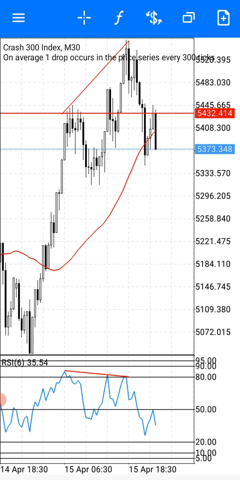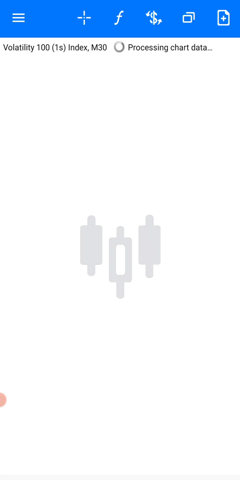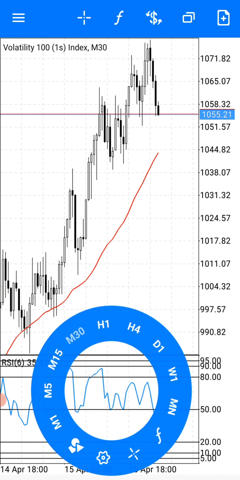Don't worry, we're still making progress. Let's look at Volatility 100. I love using the 30 minute time frame. Okay, this thing is not rocket science. Just look at that. Okay, now look at this.